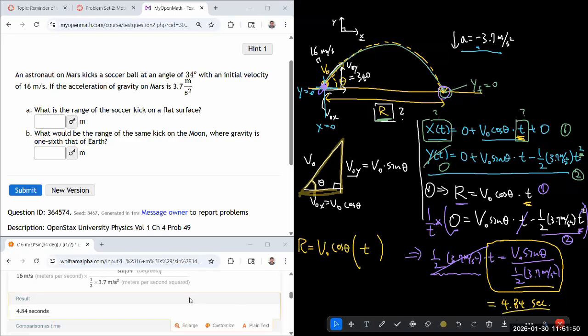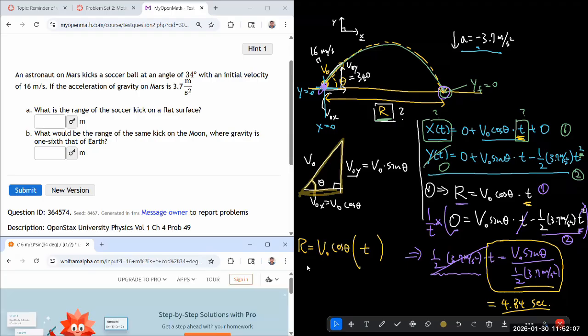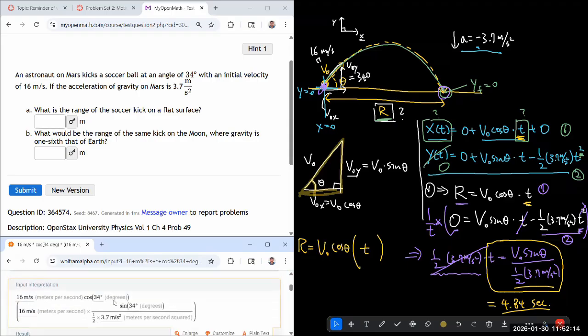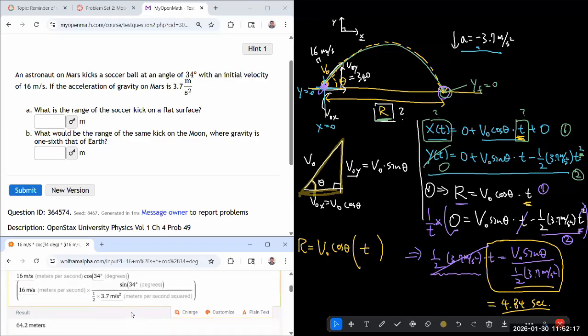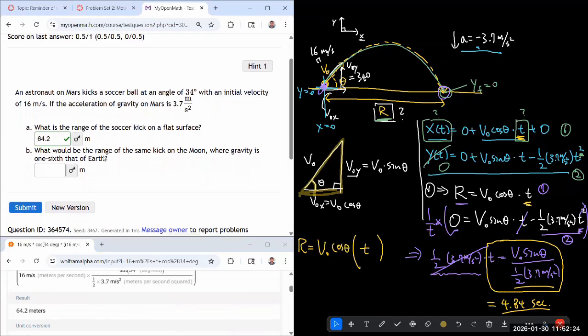And I can just keep this entire expression here. That's going to become my t, and I just put in the things in front. I need the v naught, 16 meters per second, times cosine of 34 degrees, times this entire expression, which is t. That helps reduce rounding error and keep things organized. Okay, it looks like it understood me correctly. 64.2 meters. So that's the answer, 64.2. Let's make sure, yeah, okay, that's correct.